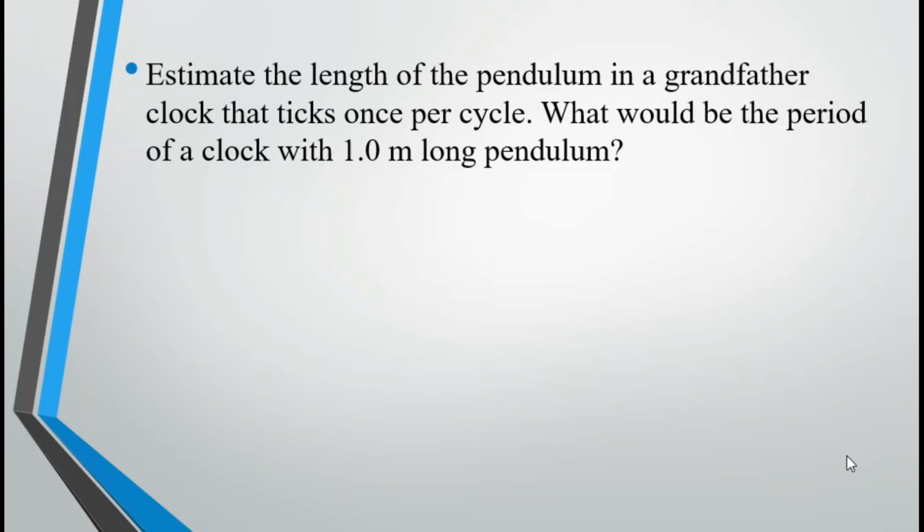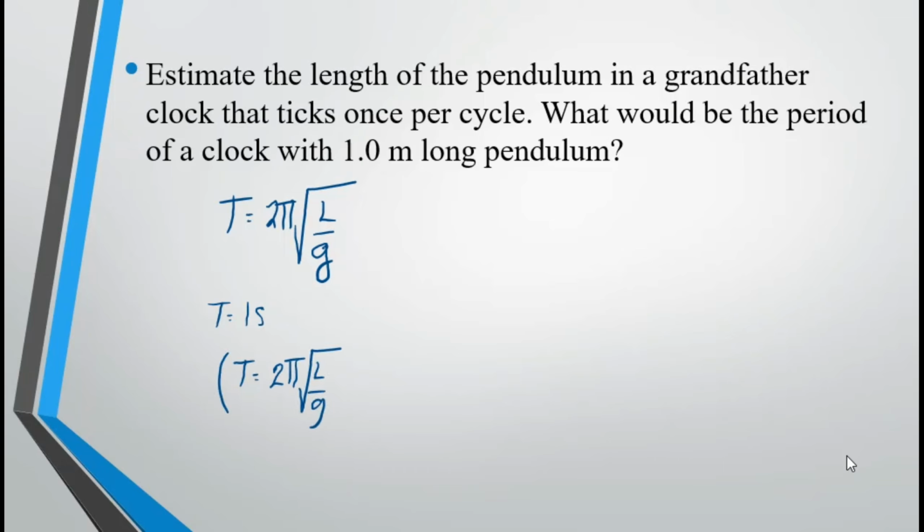Now the next problem is, estimate the length of the pendulum in a grandfather clock that ticks once per cycle. What would be the period of a clock with a 1.0 meter long pendulum? So our formula for period, for a pendulum, equals 2 pi square root of length over acceleration due to gravity. Okay, for the period we have 1 second. Again, that is our equation.